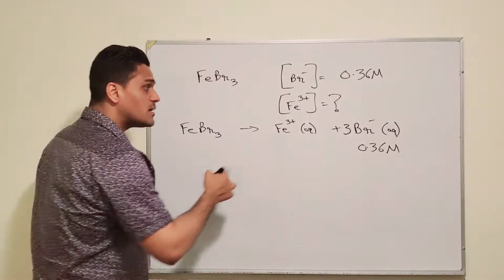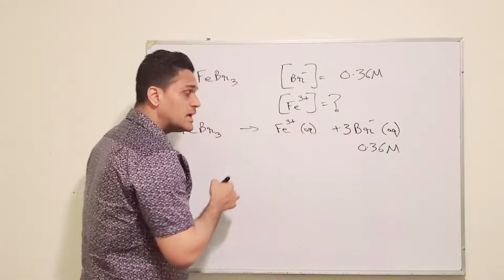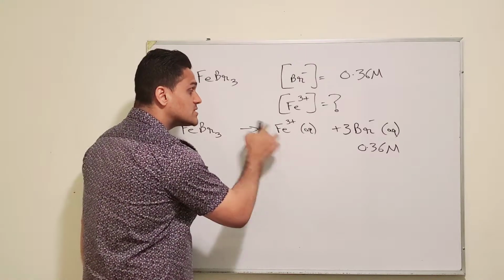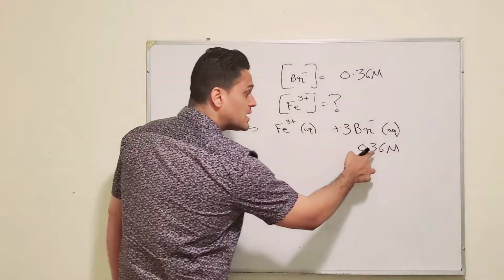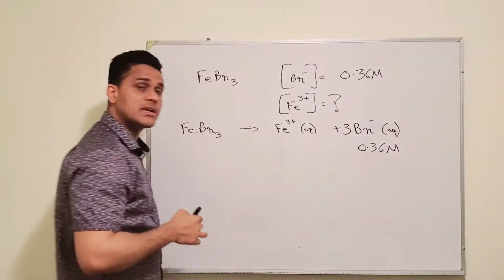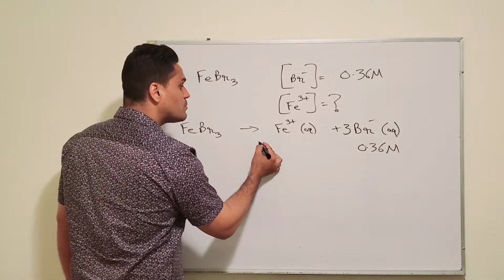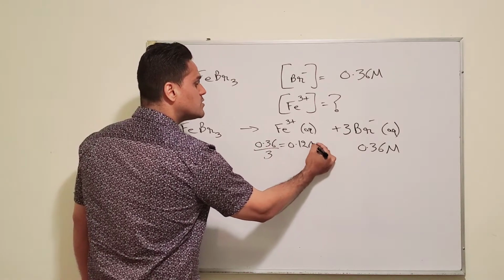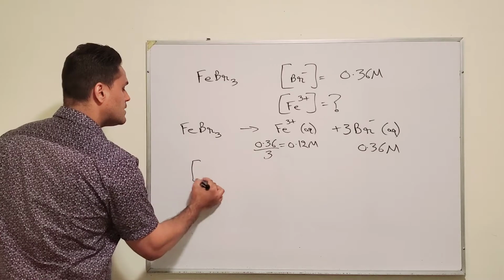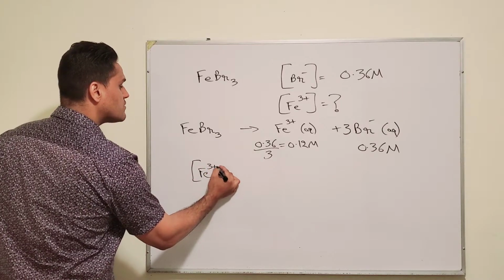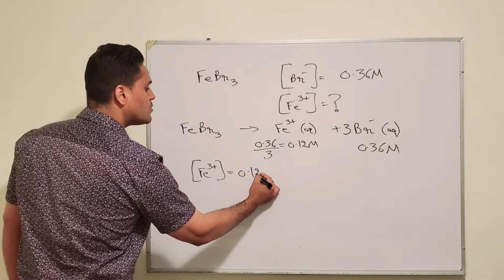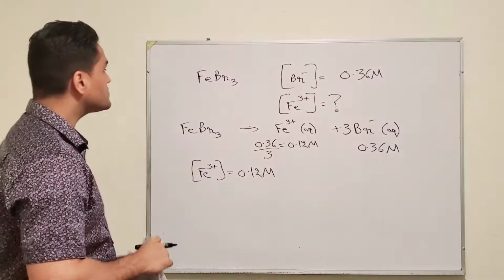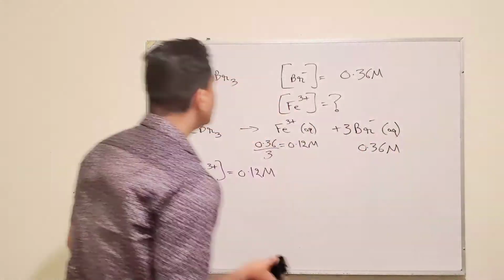Now guys, let's look at the number in front of Br minus, that's 3. What's the number in front of Fe3 plus? That's 1. That means the concentration of Fe3 plus should be this number divided by 3. So Fe3 plus is just going to be 0.36 divided by 3, which is 0.12 molar. So our concentration of Fe3 plus is just 0.12 molar. It's going to be 1/3 of that. Okay? We'll do a couple more examples.